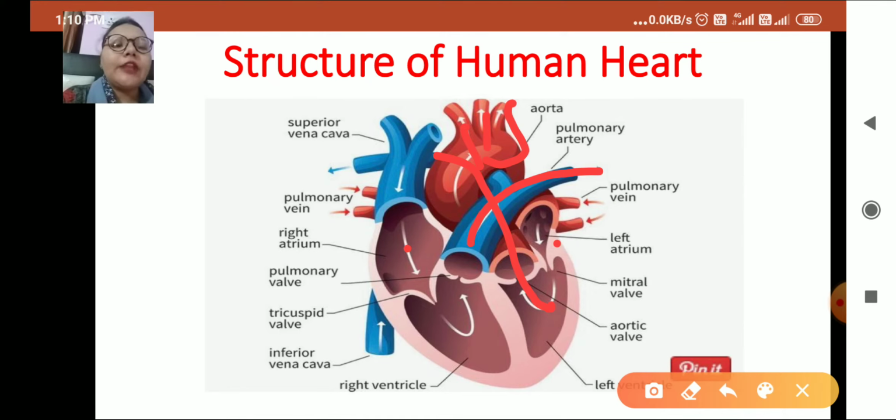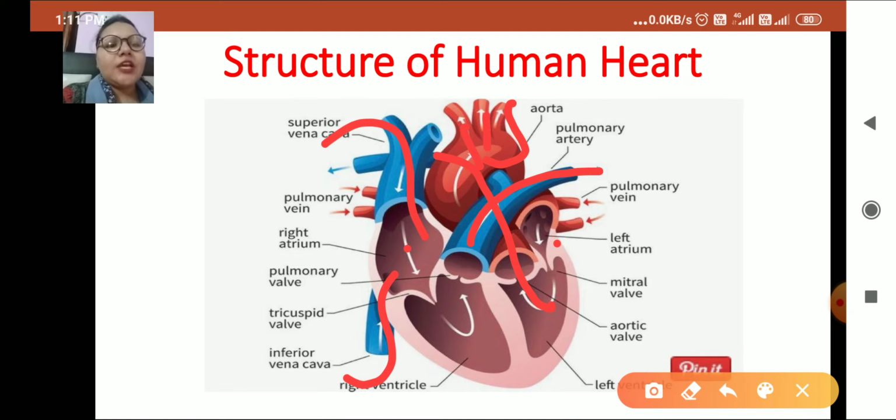Now on the right side we have the right ventricle. The right ventricle carries deoxygenated blood from the pulmonary artery. The pulmonary artery carries this blood to the lungs. The inferior vena cava from the lower body parts and the superior vena cava from the upper body parts carry the deoxygenated blood, and this blood is stored in the right chamber.